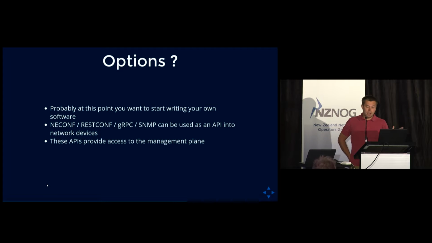There are a couple of different options available, which are netconf, restconf, gRPC, and SNMP. Everyone knows SNMP, I guess. They can be used as an API into network devices. You can interact with devices, you can apply the configuration. All of these APIs, or at least the majority of them, provide you access to the management plane, so you can actually change the configuration.